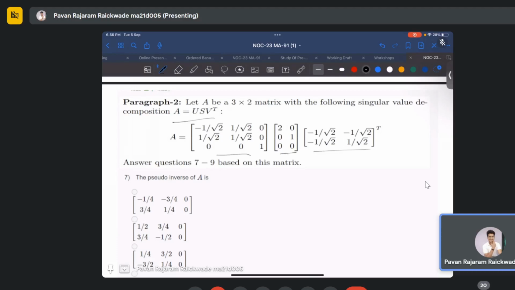Now you have to find the pseudo inverse of A. Okay, now the pseudo inverse in this case is the Moore-Penrose inverse. There are several types of pseudo inverses. The one that is there in the course is the Moore-Penrose inverse.